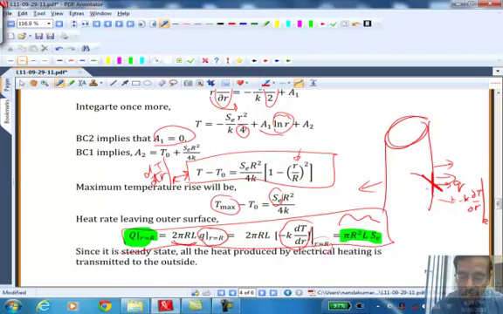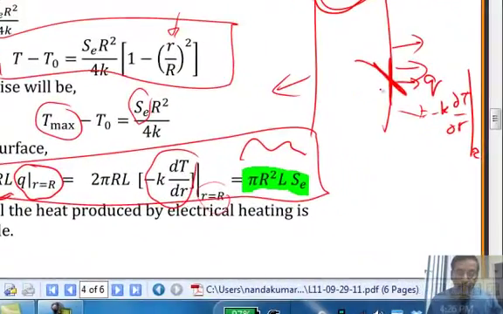Okay, any questions? This is easy, right, compared to separation of variables and similarity transformation. No questions? Okay.